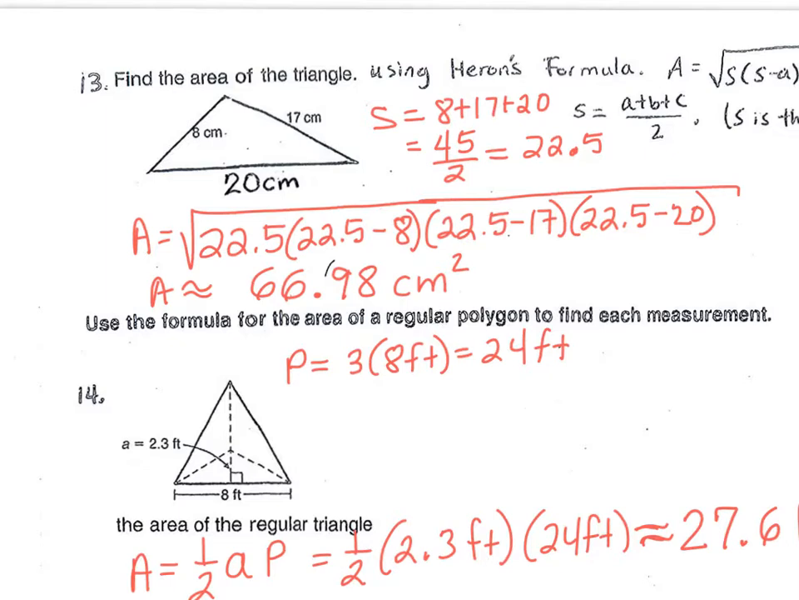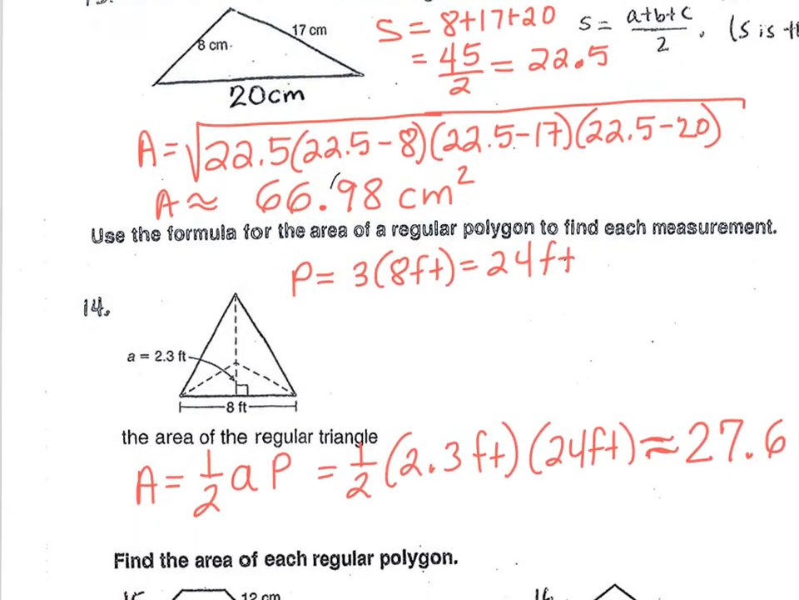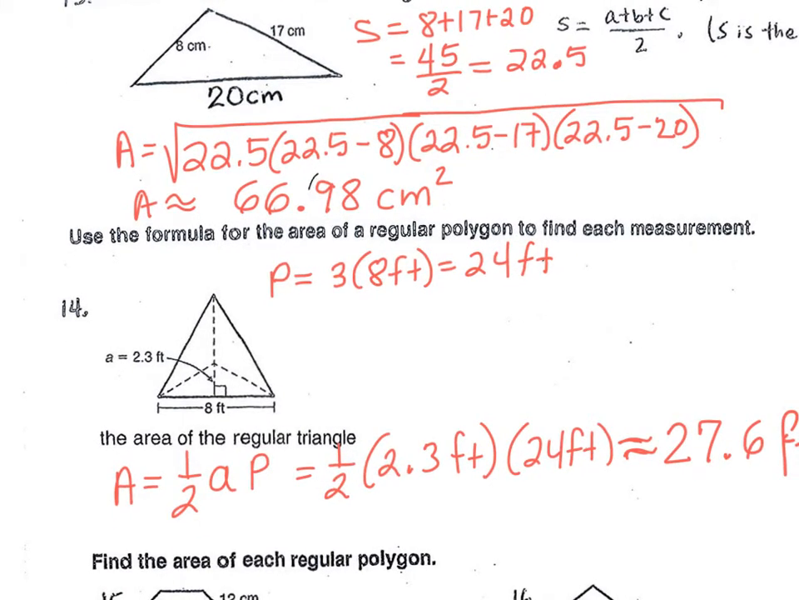Yes? Perfect. Okay, now, number 14 is one of those problems where everything is given to you. They give you the apothem, which is 2.3 feet, and they give you the length of the side. So to get the perimeter, you multiply 3 sides times 8 feet, so it's 24 feet.